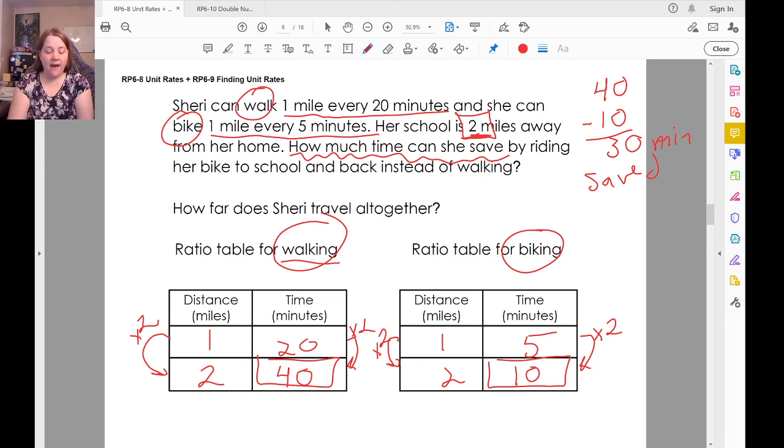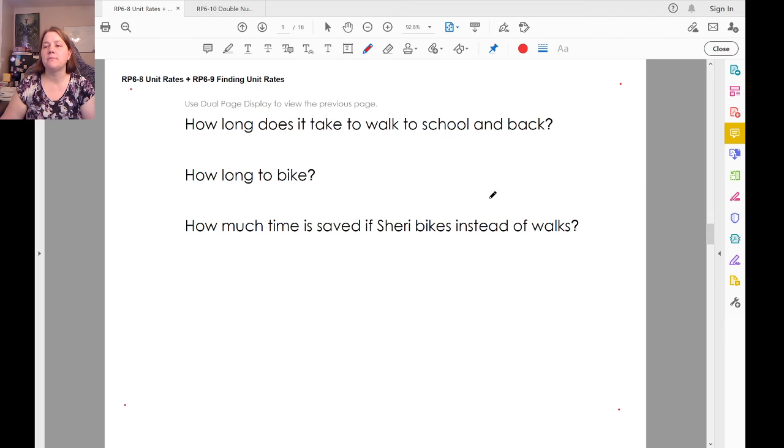Hooray! How far does Sherry travel altogether? Well, that doesn't matter if she's riding or walking because she's going to the same place. She's just going to be taking different modes of transportation. So that's still going to be 2 miles. Unless she tries to go back home. But we're not going to talk about that right now.